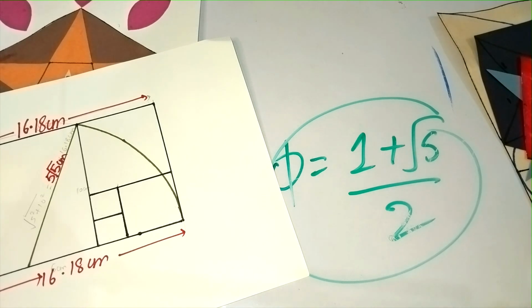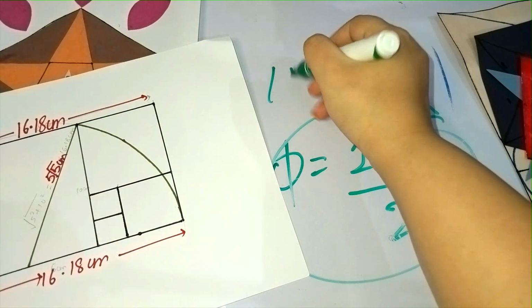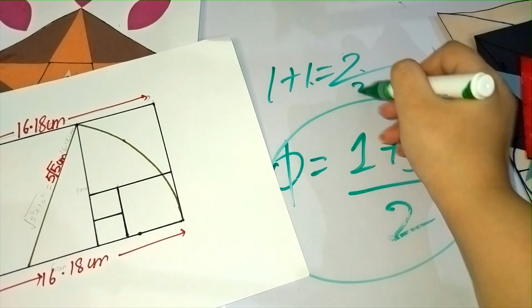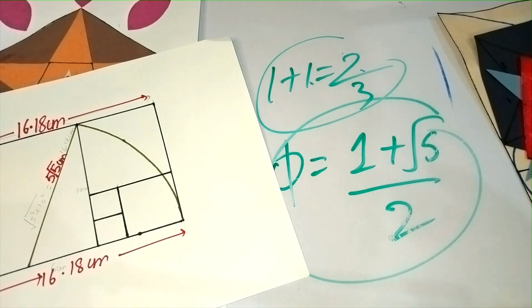So we begin with something as simple as 1 plus 1 equals to 2. You remember Fibonacci sequence? 2 plus 1 equal to 3. So we begin with this. And all this led us to phi equal to 1 plus root 5 over 2, and to one of the most beautiful ideas in the elementary mathematics, and this is the golden ratio.